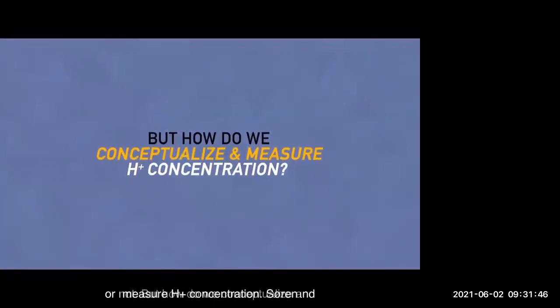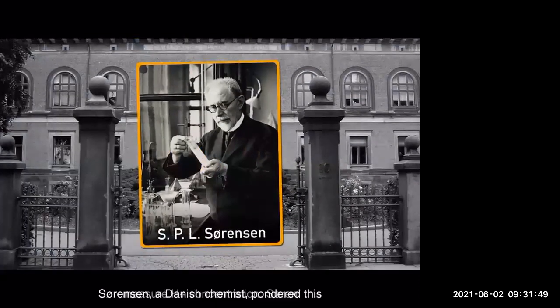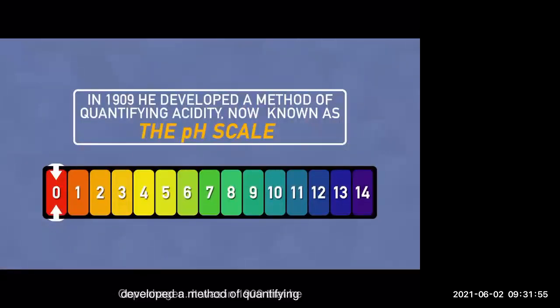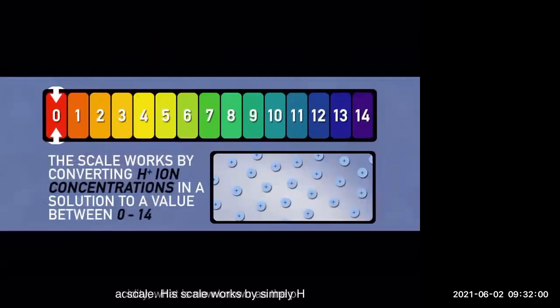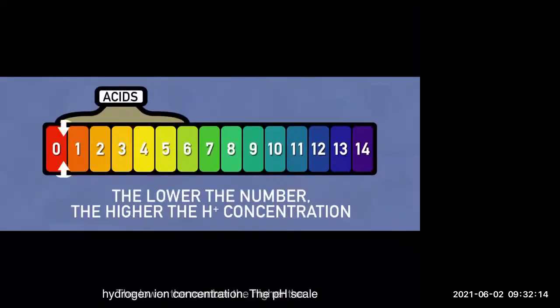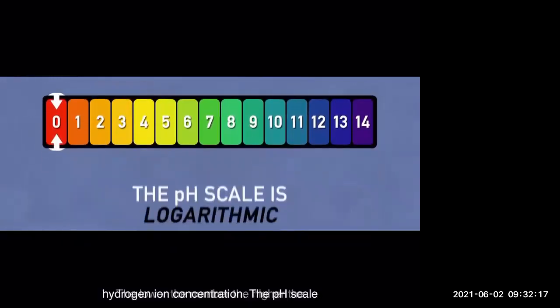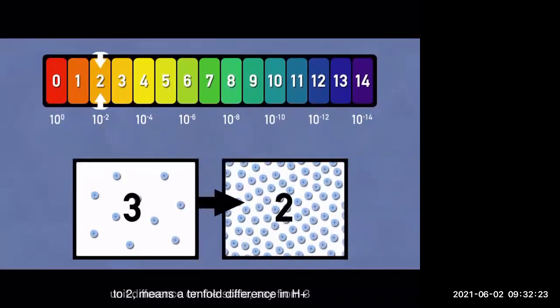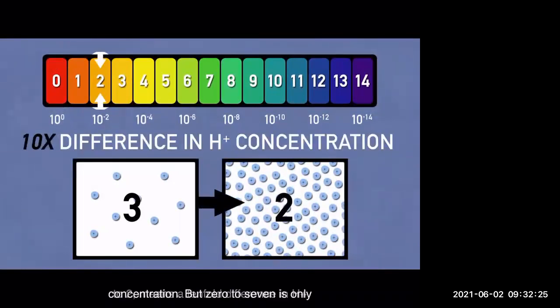But how do we conceptualize and measure H+ concentration? Søren Sørensen, a Danish chemist, pondered this question when he worked at the laboratories of a commercial brewery in Copenhagen. It was in 1909 that he developed a method of quantifying acidity, what is now known as the pH scale. His scale works by simply converting the concentration of hydrogen ions in a solution to a number between 0 and 14. If a chemical is acidic, then its pH will always be below a 7 on the scale. The lower the number, the higher the hydrogen ion concentration. The pH scale is a logarithmic one, meaning that 1 unit difference on the scale, say from 3 to 2, means a 10-fold difference in H+ concentration.